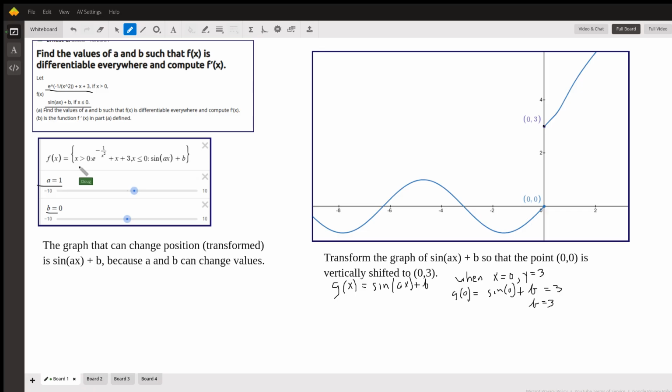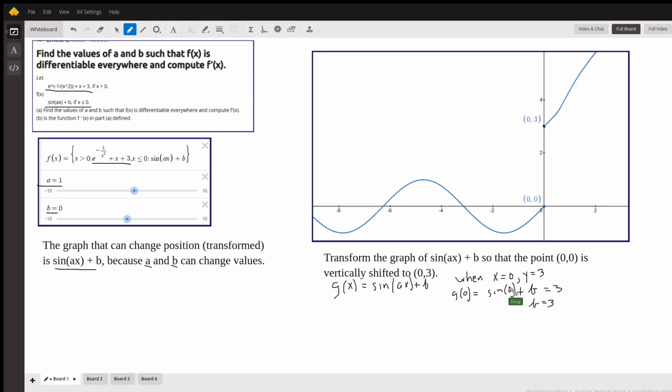So this piece right here, we can't transform because there's no a and b, but the sine of ax plus b, we can get it to shift or transform because we can change the values of a and b. So to transform the graph of the sine of ax plus b so that this point moves up to here, we want y to equal 3 when x equals 0.